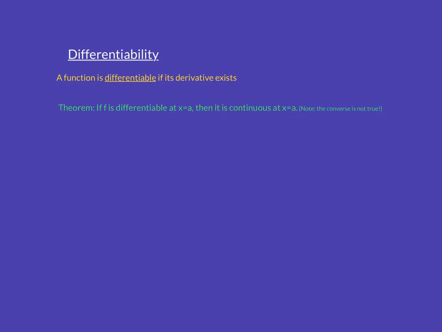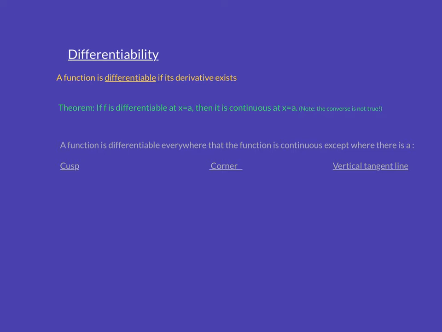So we have a theorem, and the theorem is if f is differentiable at x equals a, then it is also continuous at x equals a. But I did write a note. The note is that the converse is not true. What I mean by the converse not being true is that if it's continuous, it's not necessarily going to be differentiable. I'll give you an example where that happens.